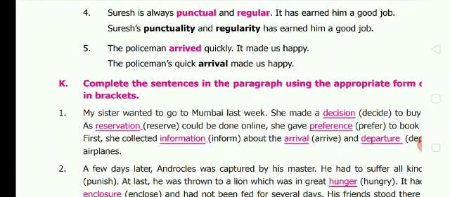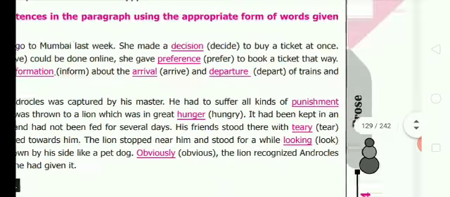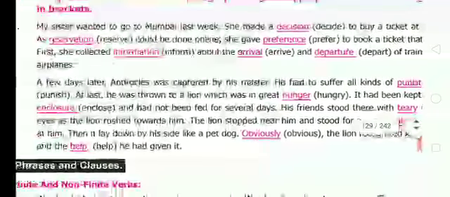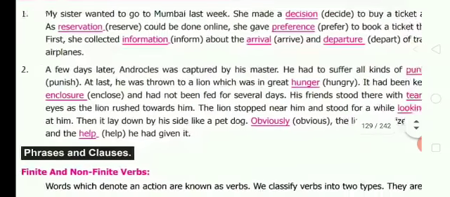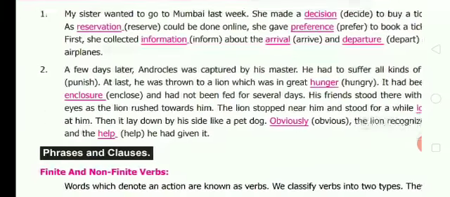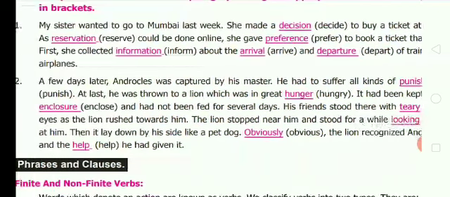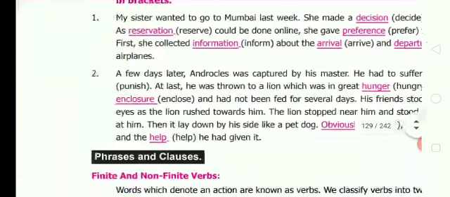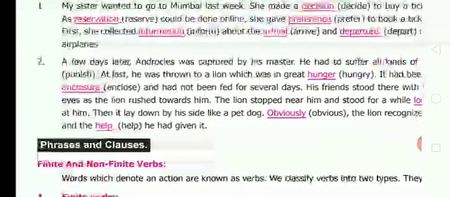Second one, a few days later, Androcles was captured by his master. He had to suffer all kinds of punishment. At last he was thrown to a lion which was in great hunger. It had been kept in an enclosure and had not been fed for several days. His friends stood there with teary eyes as the lion rushed towards him. The lion stopped near him and stood for a while looking at him. Then it lay down by his side like a pet dog. Obviously, the lion recognized Androcles and the help he had given it.